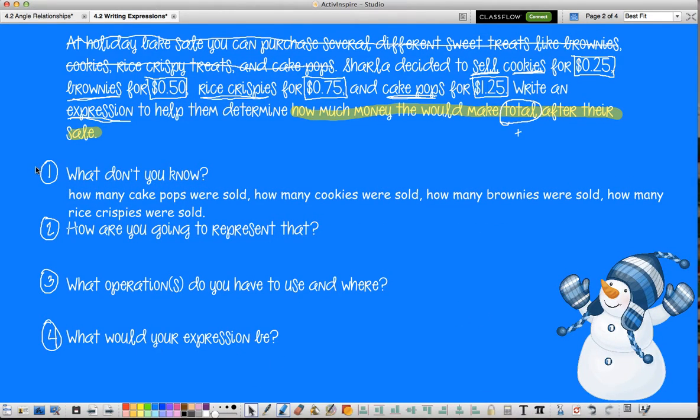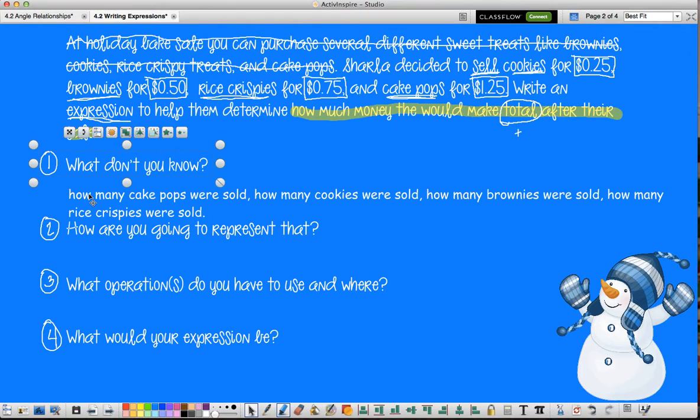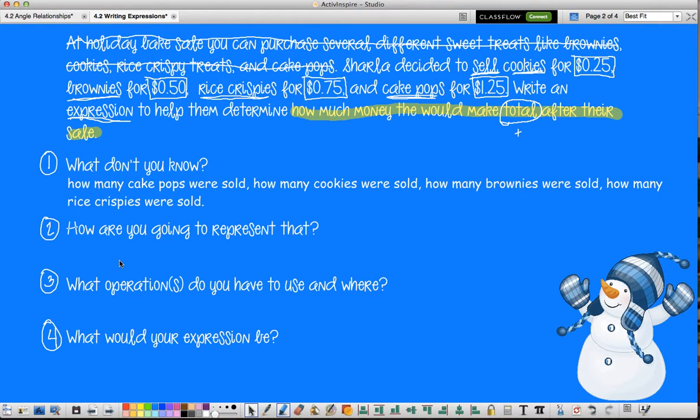Okay, when I don't know something, we know from our vocabulary terms that we use what we call variables. Variables represent numbers that can change, and they also represent what we don't know. So looking at this, could the number of cookies we sell change? Absolutely. The number of cookies we sell could change from one day to the next, one year to the next, anything. So it also, in this case, is something we don't know. So in this case, we're going to represent these by using variables.